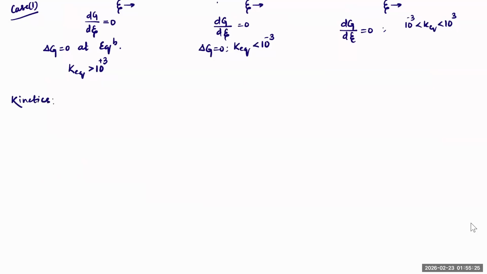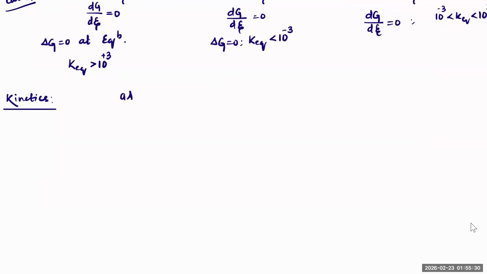What is the kinetics part of the equilibrium that you need to understand? For any chemical reaction, if it is a reversible reaction like this, then I can write the rate in the forward direction, RF, is equal to some rate constant in the forward direction multiplied by concentration of A power a and B power b. This way of writing the equation is called the rate law.